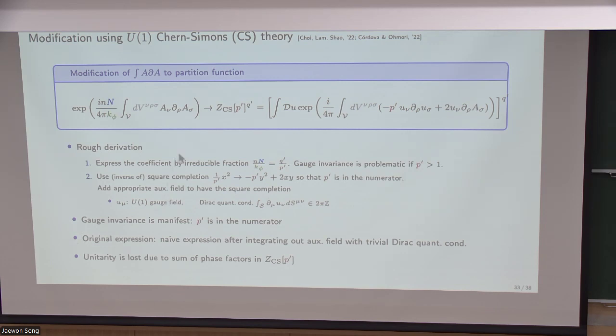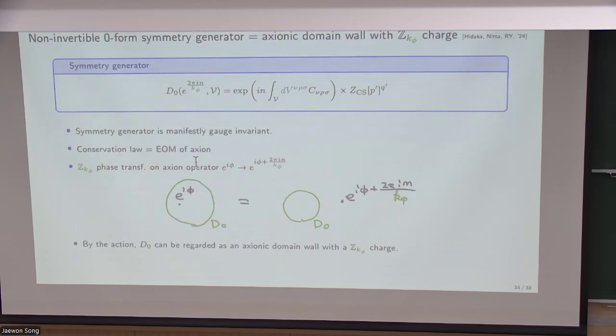By this modification, the unitarity or invertibility is lost due to the sum of the phase factors in the partition function of the Chern-Simons theory. By using the partition functions, we can construct the non-invertible symmetry generator, and this is manifestly gauge invariant. This non-invertible symmetry generator gives us a phase rotation by small k on the axionic operator. So this D0 symmetry generator can be regarded as an axionic domain wall with all possible d K charge.